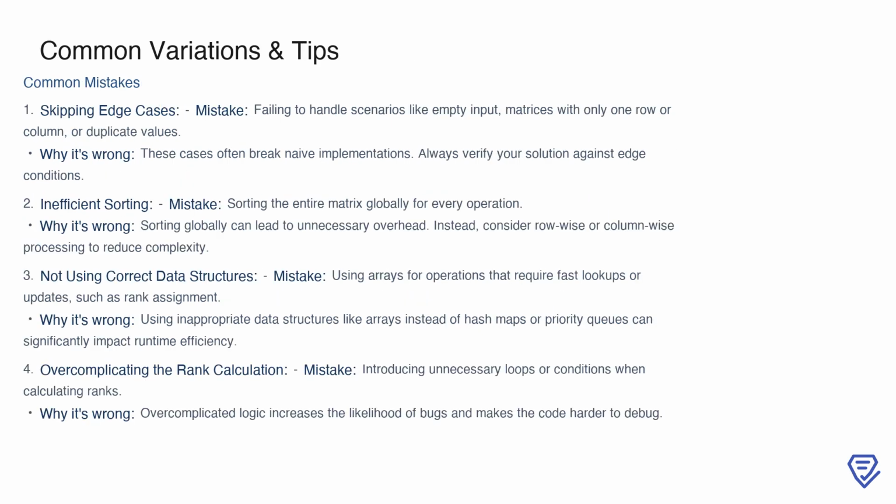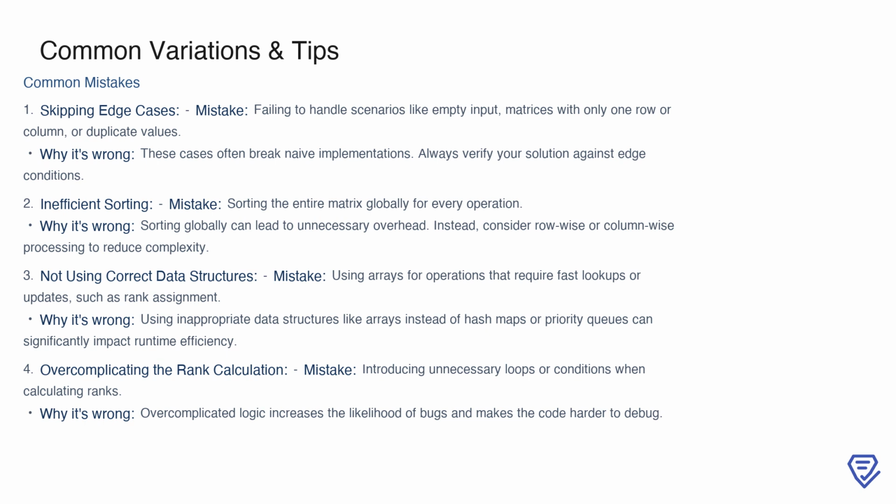When working on this problem, there are several common mistakes to watch out for. First, skipping edge cases is a frequent issue. For example, failing to handle scenarios like empty matrices, matrices with only one row or one column, or matrices with duplicate values can lead to unexpected errors. These edge conditions often break naive implementations, so it's critical to test against them.